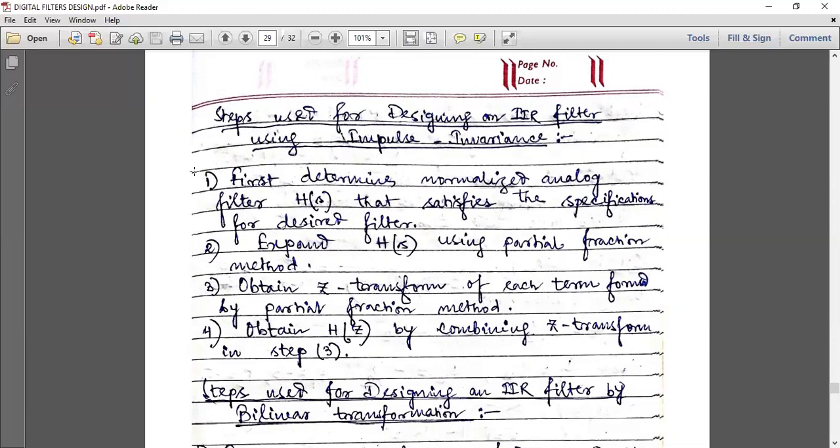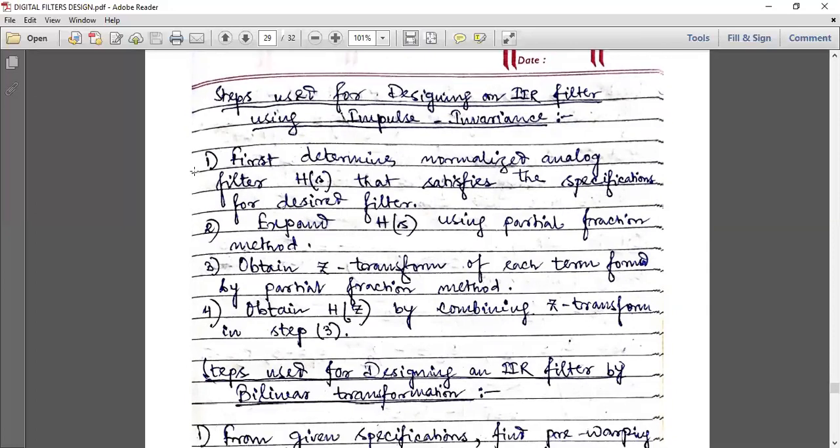First, determine the normalized analog filter H(s) that satisfies the specifications for the desired filter. In the second step, expand H(s) using the partial fraction expansion method. In the third step, obtain the Z transform of each term formed by the partial fraction expansion. And the fourth and last step is to obtain H(z) by combining the Z transforms from step 3. Clear? These are the steps for designing an IIR filter using impulse invariance.